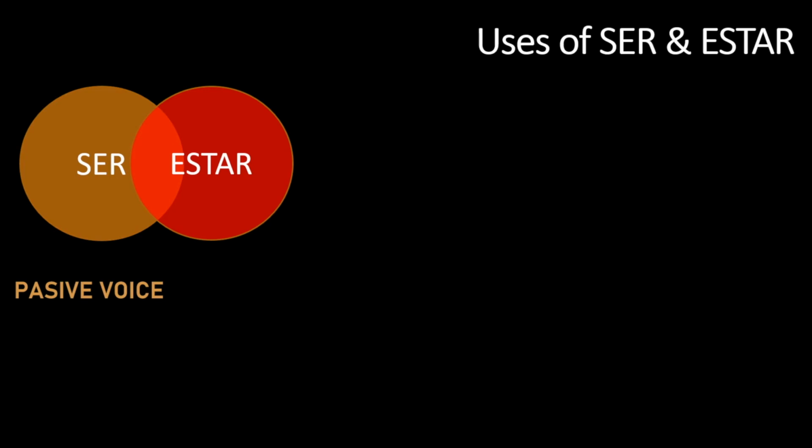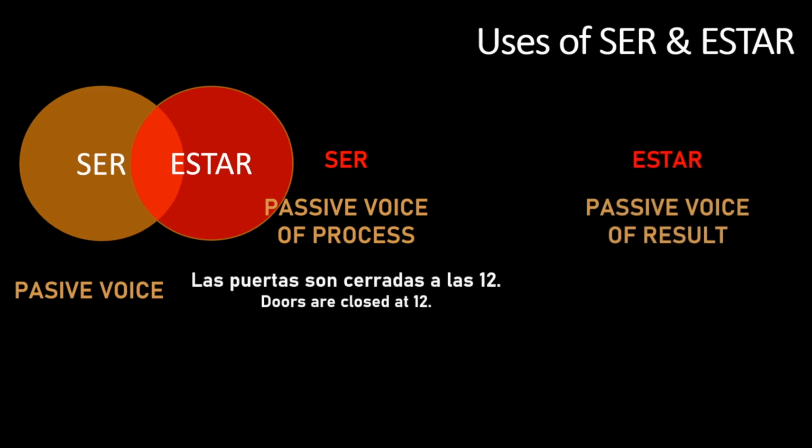Finally, we have the passive voice, for which the Spanish language has two different approaches. One is called the passive voice of process, where the verb ser is used and gives the idea of continuity, of repetition, as if the action continued repeatedly. It expresses an action that extends over time. Saying las puertas son cerradas a las 12 means that the doors are being closed by somebody every day at noon.